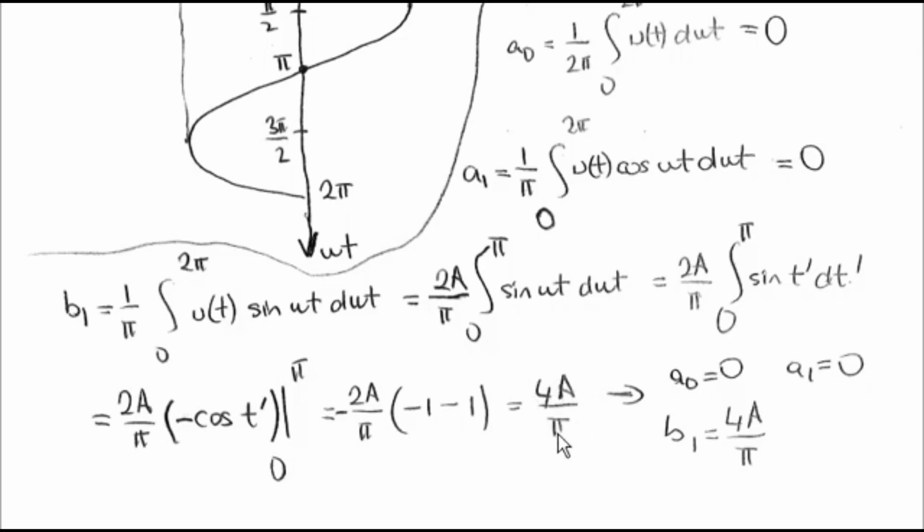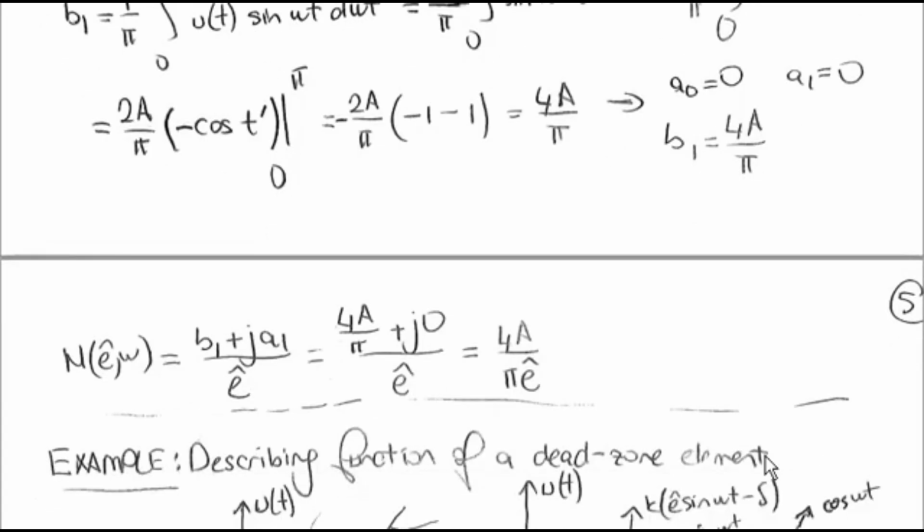So now I can summarize the results that I have obtained. I have obtained a0 equal to 0 because the function is odd, a1 is equal to 0, so the coefficient of cosine is equal to 0, and the coefficient of sine turned out to be 4a over pi. Now I can use our describing function formula, b1 plus ja1 divided by e hat here.